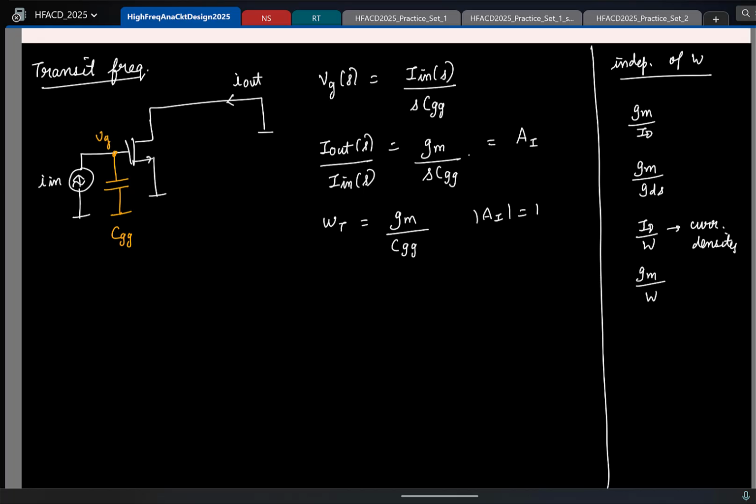Okay, so now we already saw for fixed VGS and VDS, the GM was proportional to W, and even CGG, how do you think it's related to W? It's essentially, capacitance depends on the area. So if you scale the area, this also scales. So then what can you say about this ratio? That is also independent of it. So I'll include this ratio also in this list. Cool.